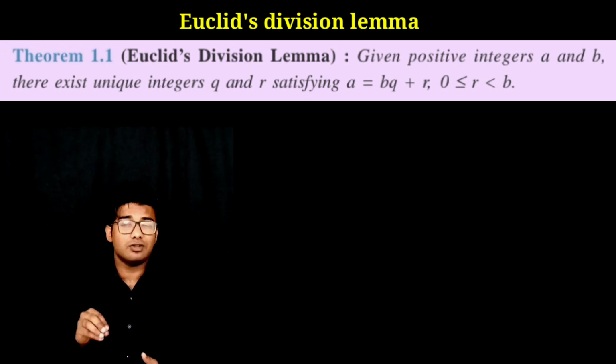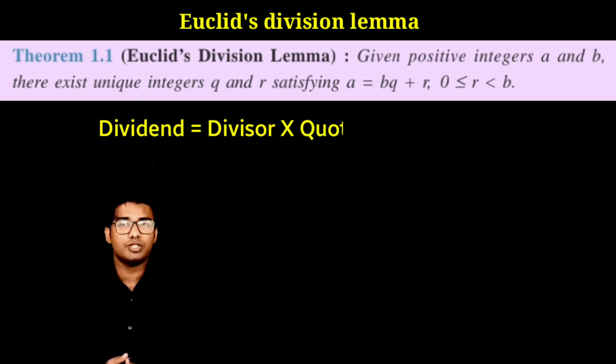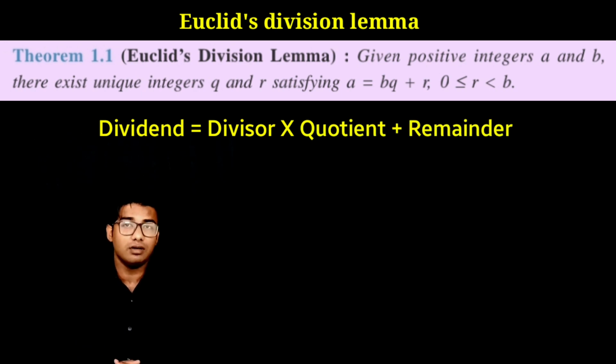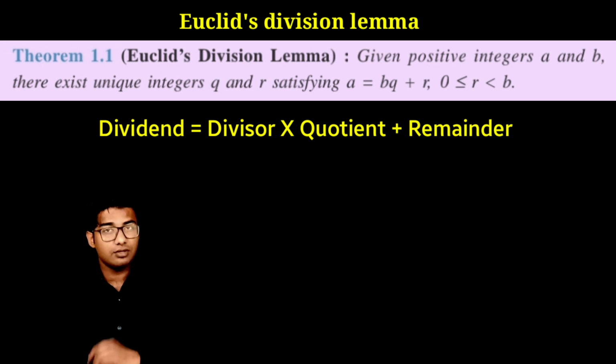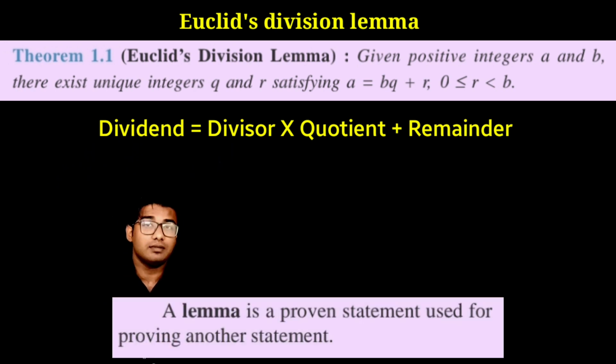According to this, it is not easy to understand. So a equals bq plus r means dividend equals divisor into quotient plus remainder, which we have studied in our lower classes. Dividend equals divisor into quotient plus remainder is the required Euclid division lemma. But what is the word lemma? Lemma is a proven statement used for proving another statement. Listen again, a lemma is a proven statement used for proving another statement.